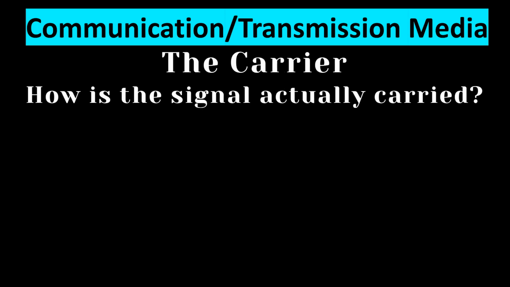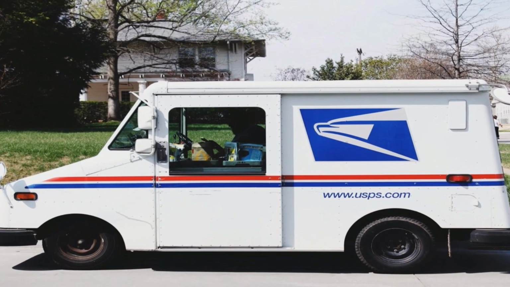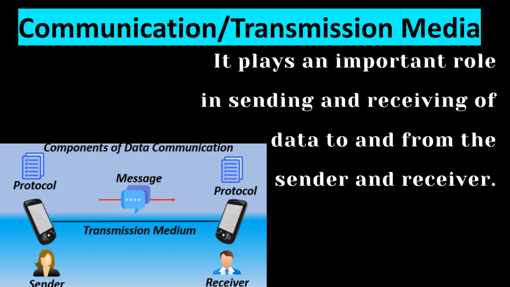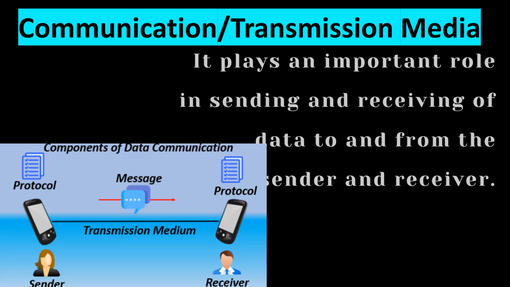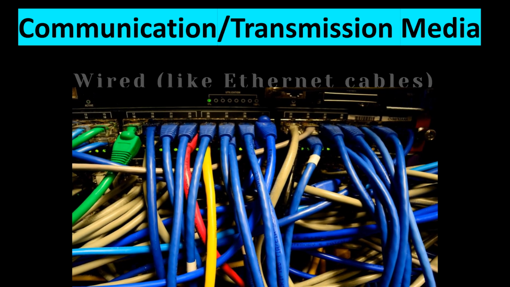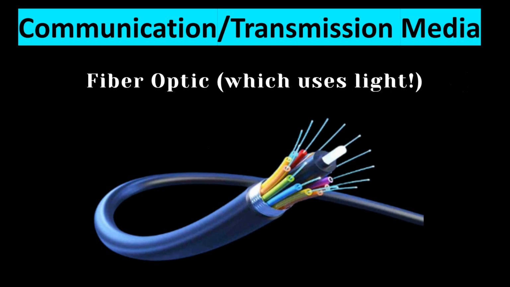Communication or transmission media: the carrier. Now, how is the signal actually carried? That's the job of the communication media, like the vehicle that carries a parcel. Communication media is the way of transmitting the signal from one place to another. It is also known as transmission media. It plays an important role in sending and receiving data to and from the sender and receiver. It can be wired, like Ethernet cables, wireless, like Wi-Fi or Bluetooth, or fiber optic, which uses light.